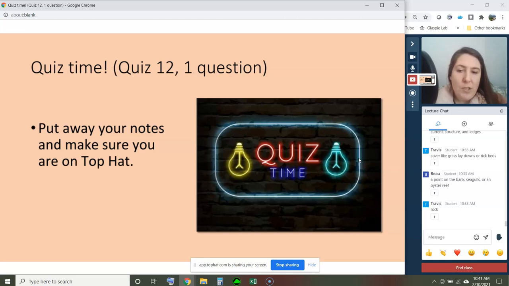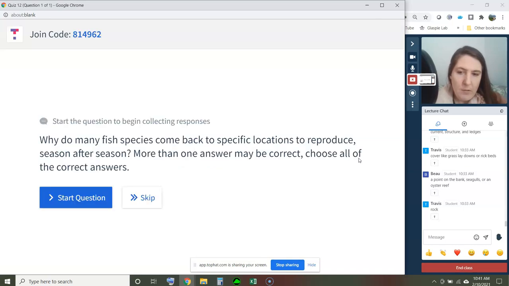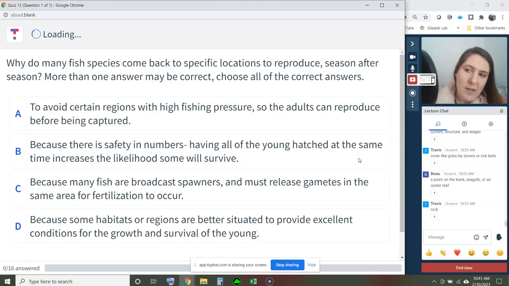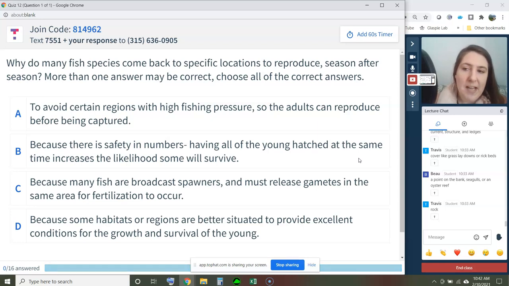Okay, so we're going to do our quiz now. Okay, this question is, why do many fish species come back to specific locations to reproduce season after season? More than one answer may be correct. Please choose all of the correct answers.